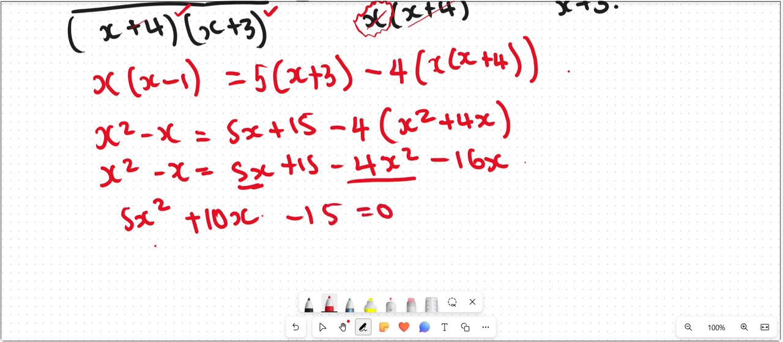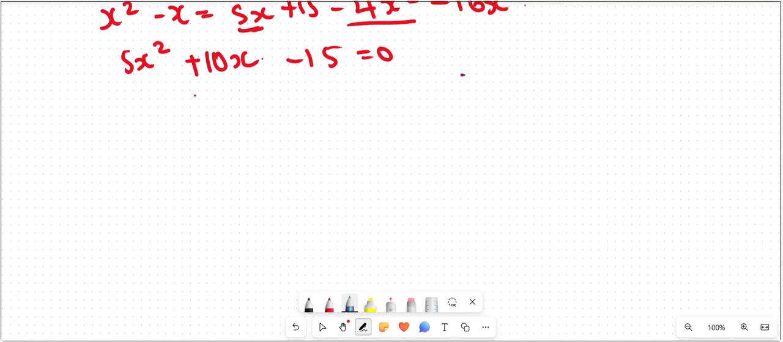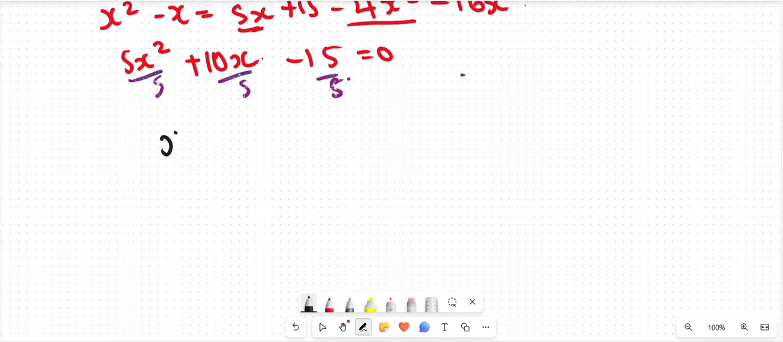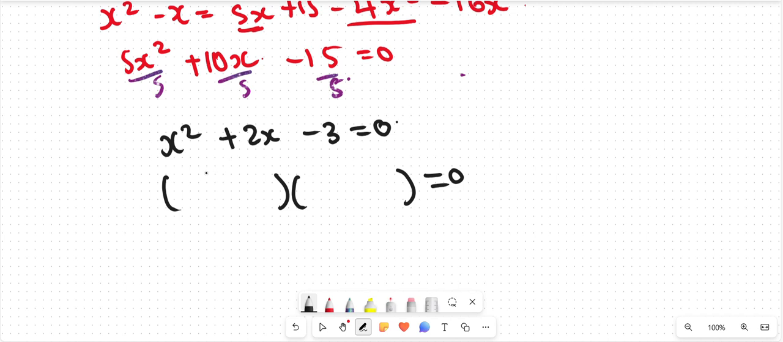So we have this. And at this point, you can divide everything by a positive 5. Divide this by 5, divide this by 5, divide this by 5. So you'll end up with x squared plus 2x minus 3 equals 0. And our factors of negative 3 that add to give me a positive 2 is, sorry, a negative 1 with a positive 3.